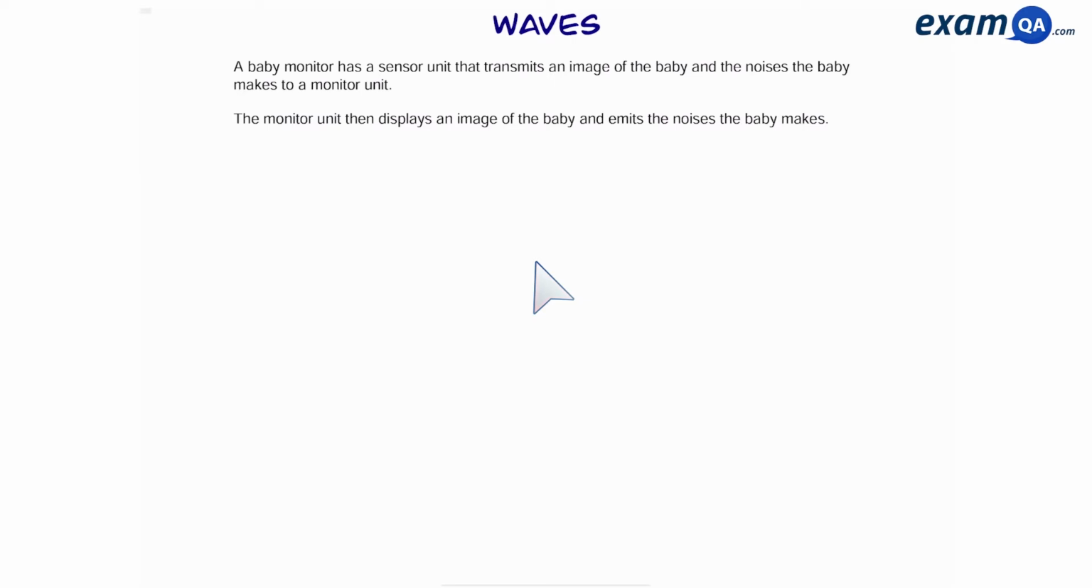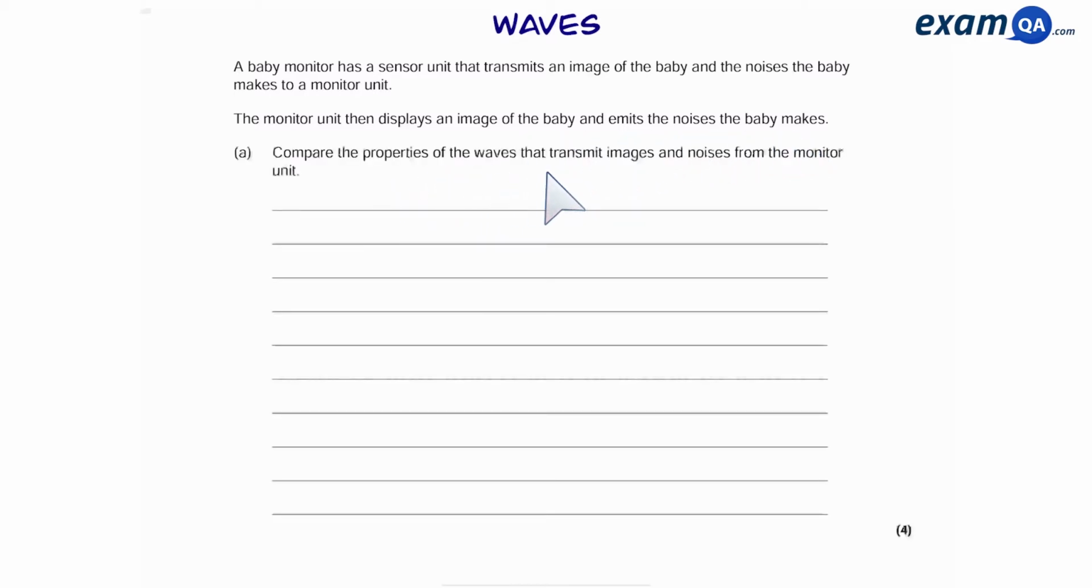Okay, so we're going to do another exam style question on waves. A baby monitor has a sensor unit that transmits an image of the baby and the noises the baby makes into a monitor unit. The monitor then displays an image of the baby and emits the noises the baby makes. Compare the properties of the waves that transmit images and noises from the monitor unit.